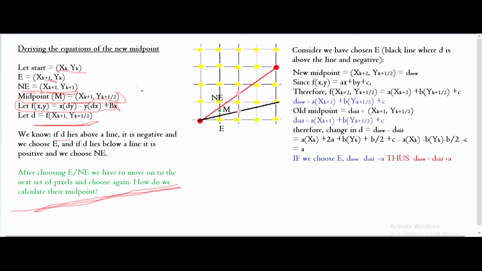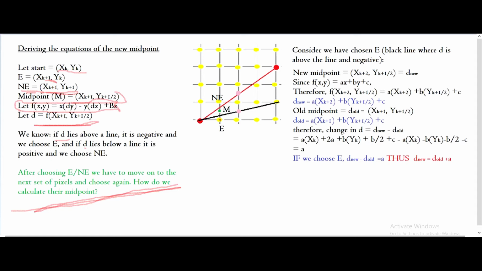Alright then. So we can either choose E and we can also choose NE. Let's consider that we have chosen E. And we've chosen E because we've considered the black line. D lies above the line, that's why we've chosen E. And if we choose E, E will become our new starting point.